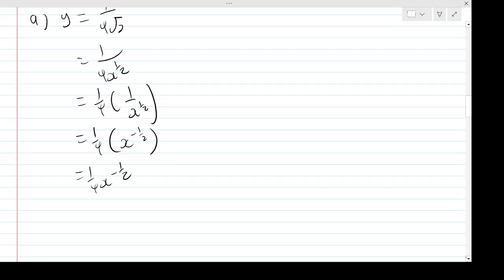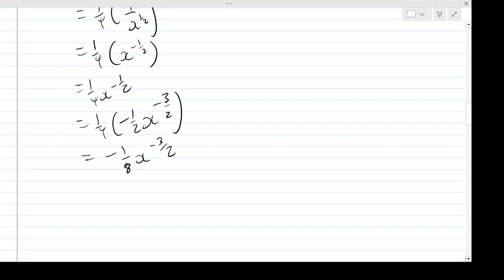Now we're in a position we can differentiate using the power rule. If we differentiate, it's going to be a quarter, and then the power is brought to the front, so times minus a half x, and then we knock one off, so minus a half minus 1, that'd be minus 3 over 2. Then we can do some further simplification. A quarter times minus a half is minus an eighth, x to the minus 3 over 2.